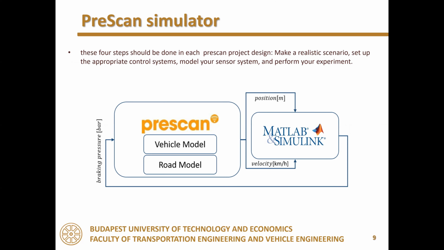In this research, PreScan software was employed, which is a simulation tool that includes a scenario preprocessor with a graphical user interface as well as a runtime environment for scenario execution. The simulation's architecture is seen in this figure. PreScan includes a road and vehicle model with MATLAB simulation controlling the car. The vehicle's outputs and states are sent to the MATLAB simulation, which contains the braking function. There are four steps that should be done in each PreScan project. First of all, make the realistic scenario, set up appropriate control systems, then model the sensor system, and finally perform the experiment.